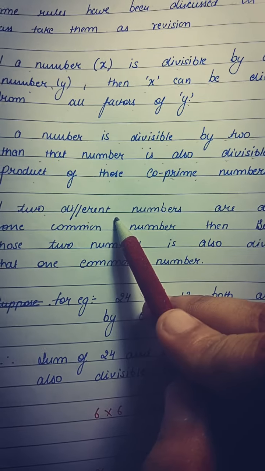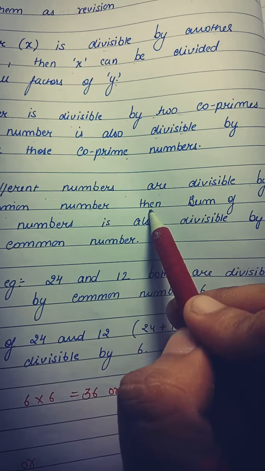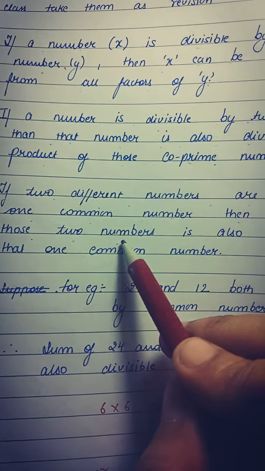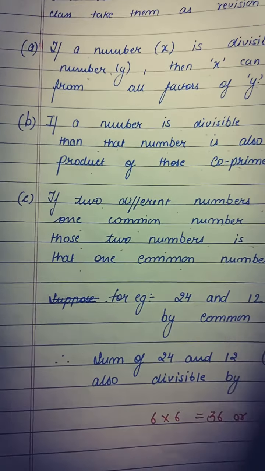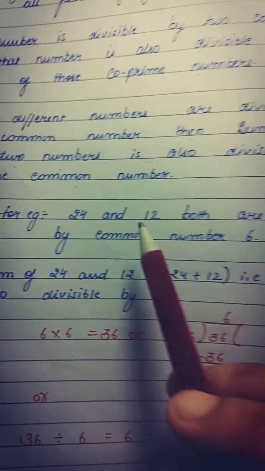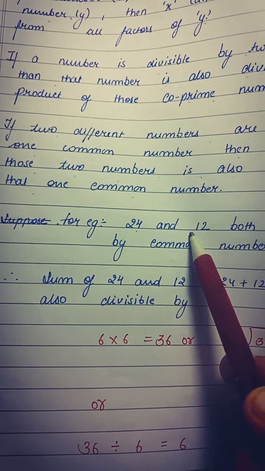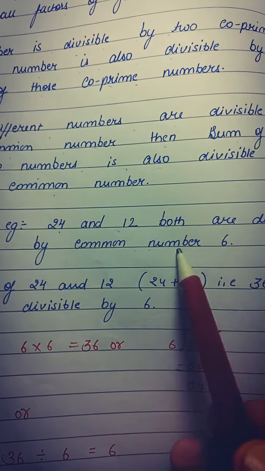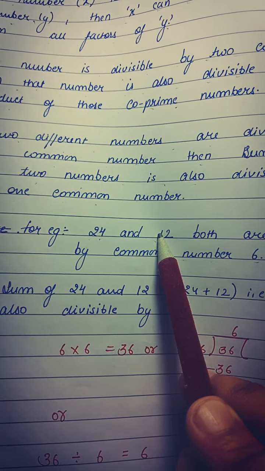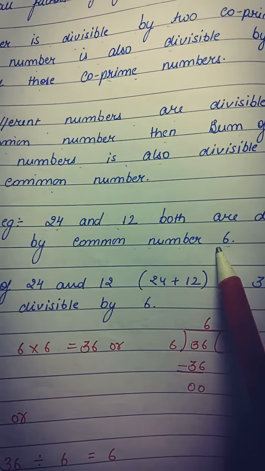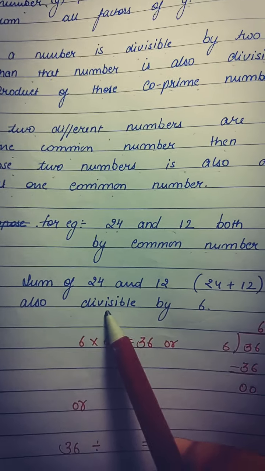See, if two different numbers are divisible by one common number, then the sum of those two numbers is also divisible by that common number. We can understand this rule with the help of an example. Suppose we take two different numbers, 24 and 12, and both of them are divisible by one common number, 6. 24 and 12 are two different numbers and the common divisor of these two numbers is 6. So the sum of 24 and 12, that is 36, is also divisible by 6.